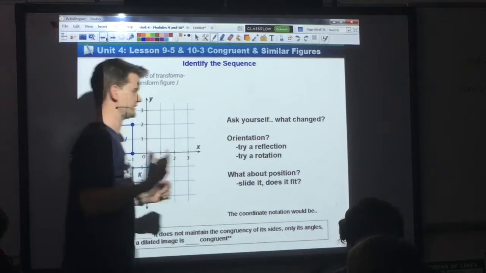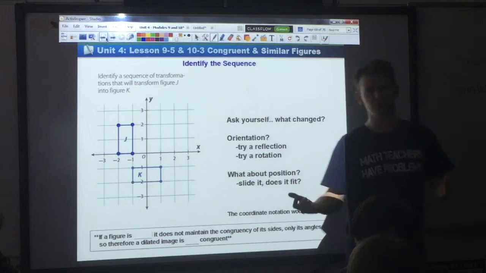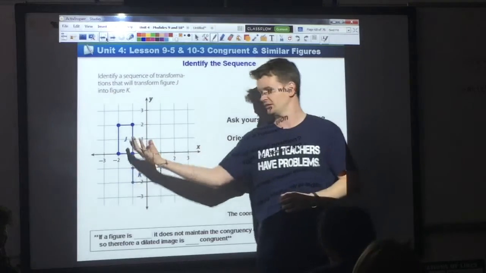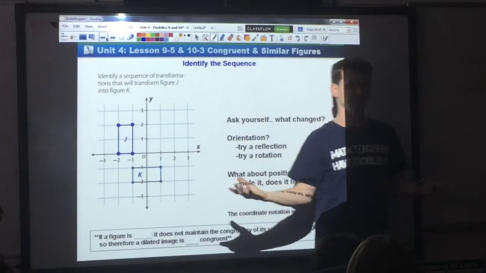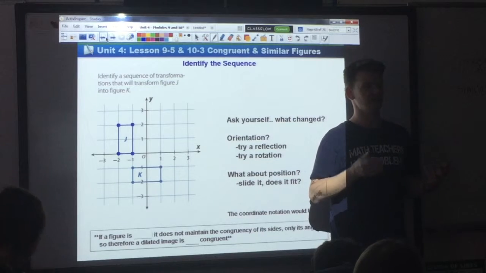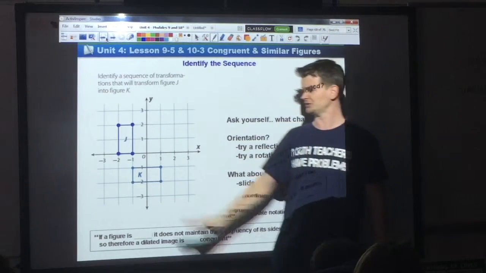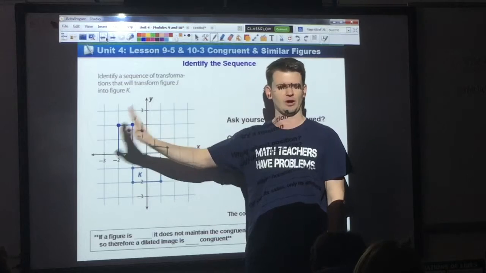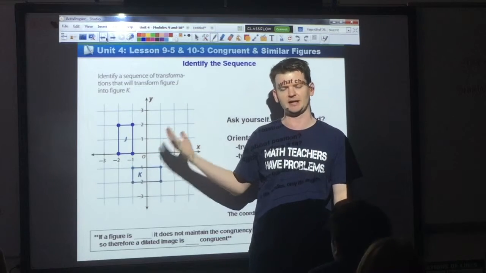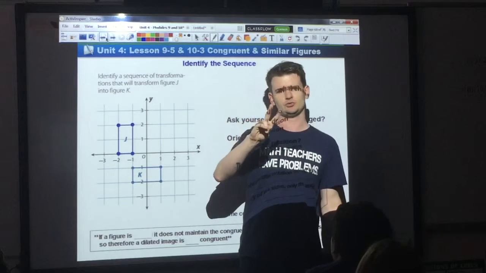Now, if you're taking an exam or a quiz and you do more than two steps, as long as your transformation correctly maps it, in this instance from J to K, I don't care. If you do it in four moves, that's fine, as long as they all make sense. Nothing redundant. You wouldn't say, well, I reflected across the Y, then back across the Y, then across the X, and then I rotated it, and then I slid it. I did six things. I could have just done two.